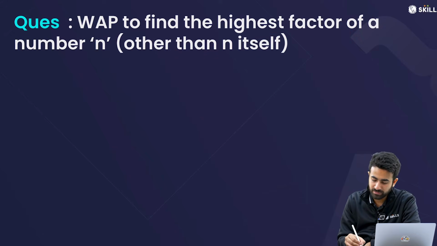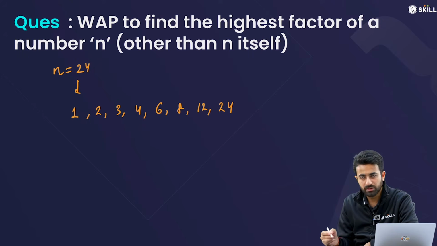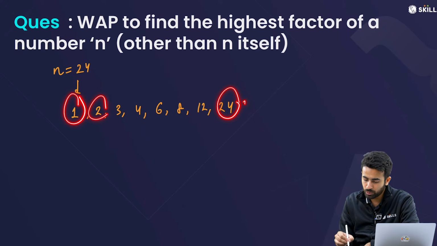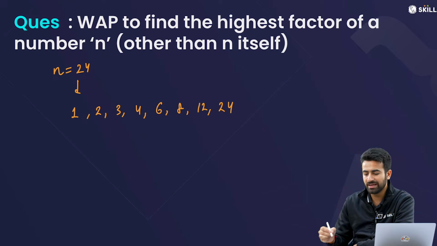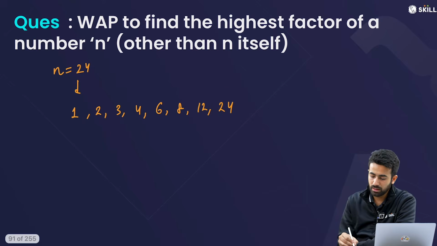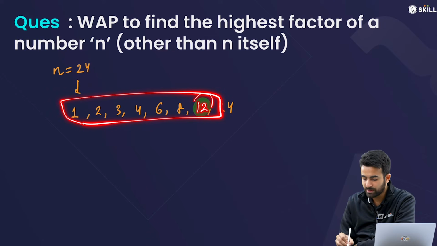So what is a factor? Very simple. If n is 24, what are the factors of 24? 1, 2, 3, 4, 6, I think 8, 12 and then 24. Yes. So 24 into 1 is 24, 2 into 12 is 24, 3 into 8 is 24, 4 into 6 is 24, nothing else in natural numbers, right? So I want to find the highest factor of n. The highest factor of n is of course n itself, but other than n itself, I think the highest factor is 12. Except the number itself, 12 is the highest factor.